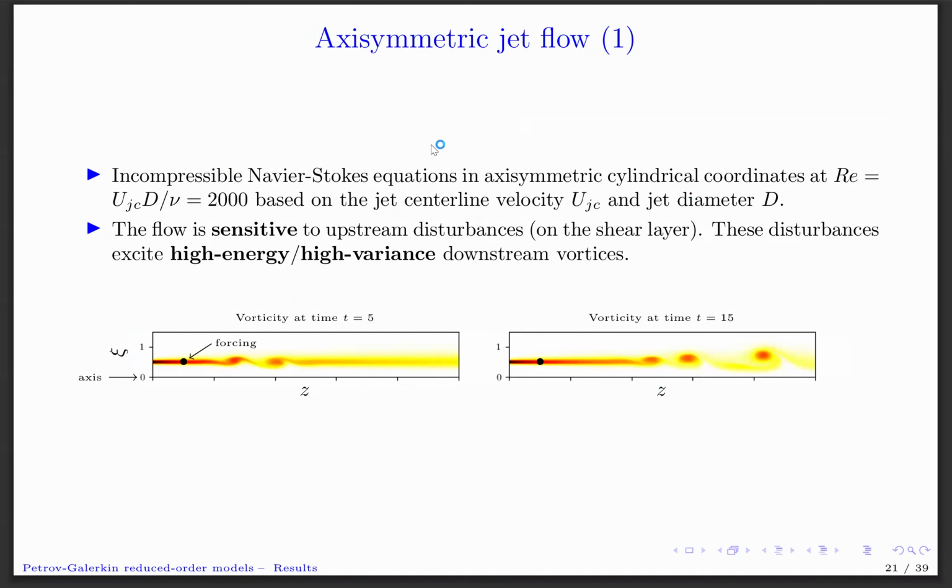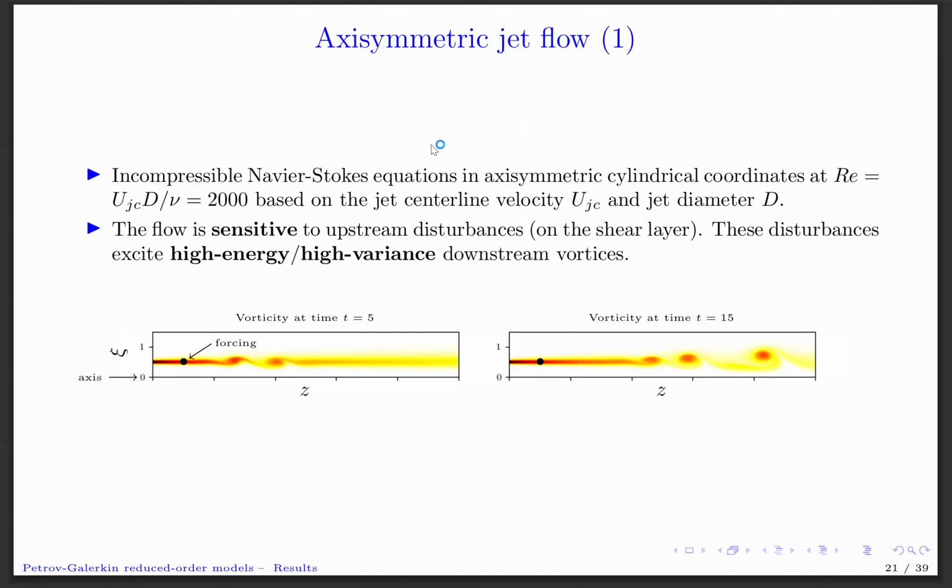Okay, so the next example is an axisymmetric jet flow. The Reynolds number is 2000, based on the jet centerline velocity. You can think of these figures as a cylindrical jet, and what I'm plotting are the radial and axial coordinates. So it's just a slice out of the cylindrical jet.